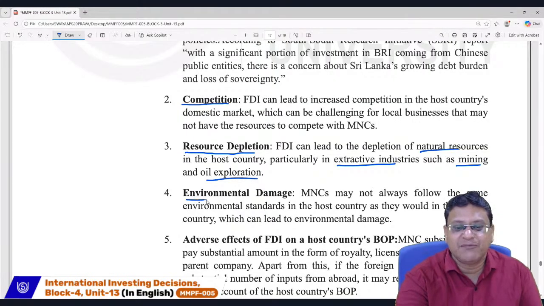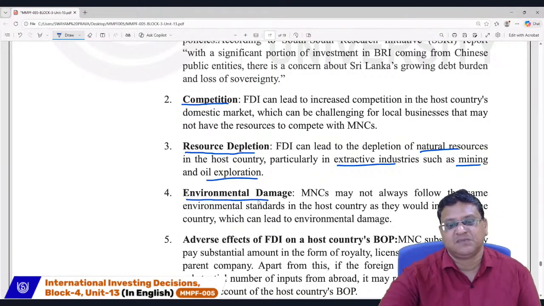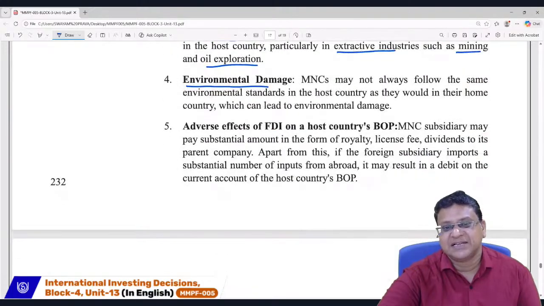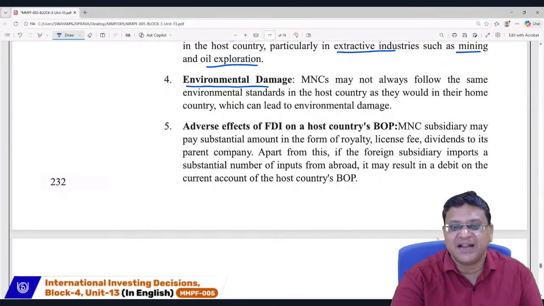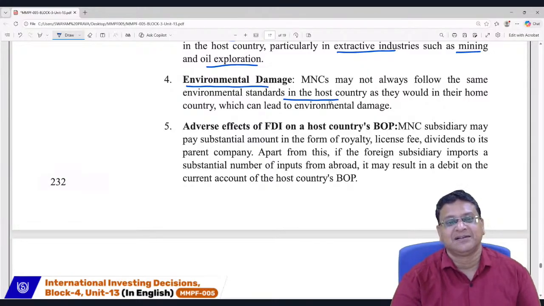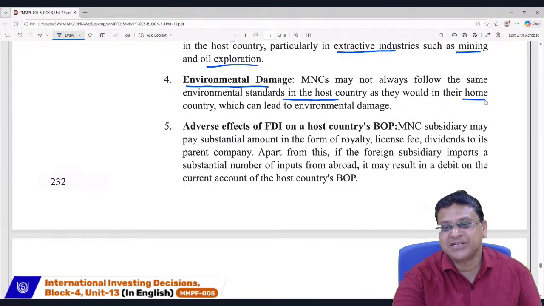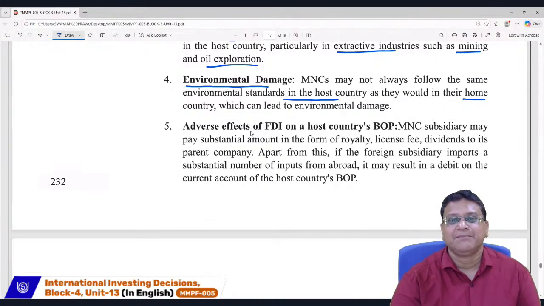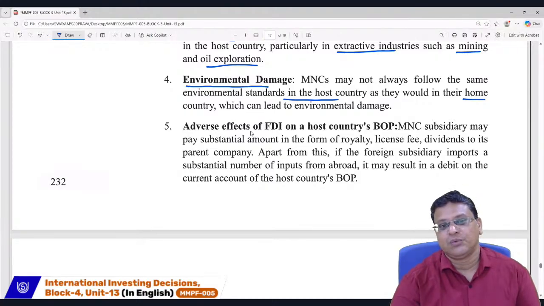MNCs may create environmental damage as the environmental standards in the host country are not as stringent as in the home country. MNCs come to the host country and cause huge environmental damage to air quality, damage to wildlife, and damage in many other ways. They create environmental issues in the host country.